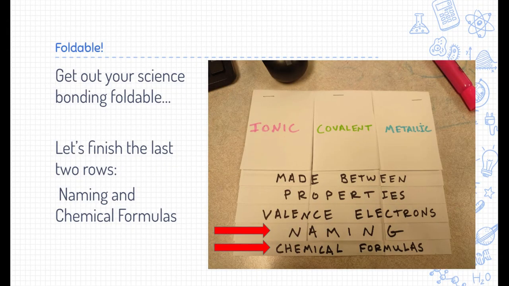All right, this is a good time to get out your science foldable. We're going to go ahead and add the last two rows of our science foldable. We've already done this in previous notes where we talked about properties and valence electrons. Now let's talk about naming and chemical formulas. Go ahead and flip open the naming section for each of your compounds. We're going to add a little bit of naming rules for each.